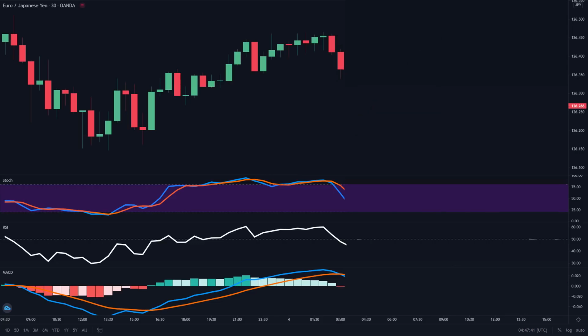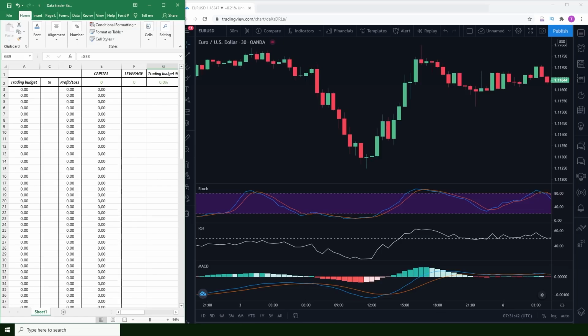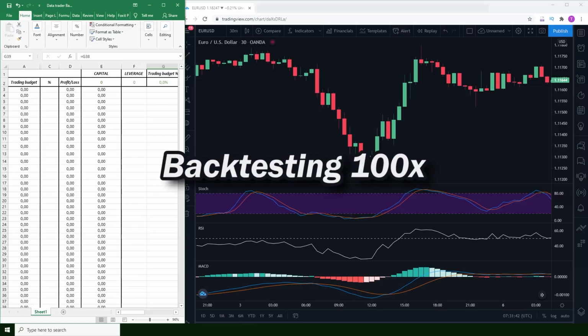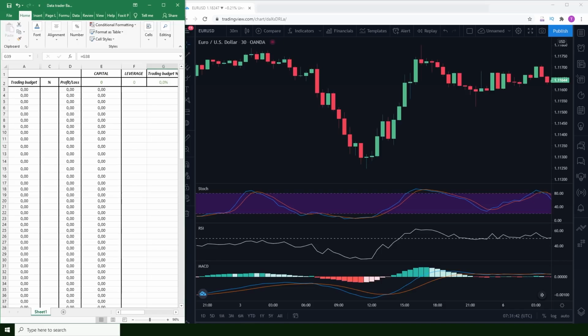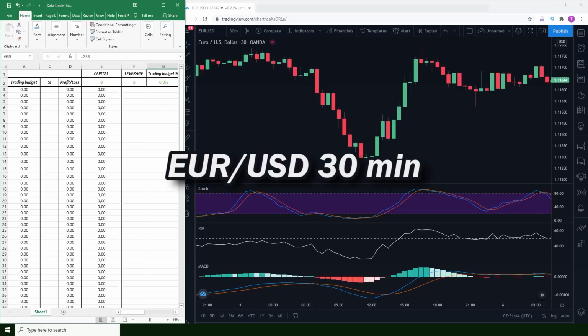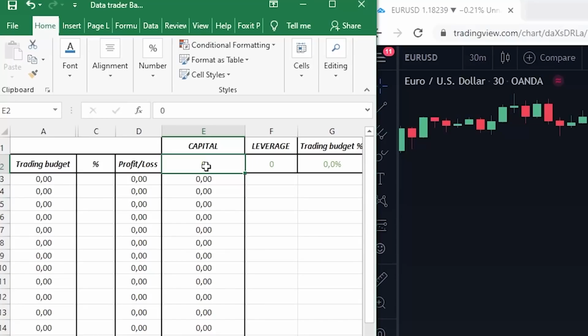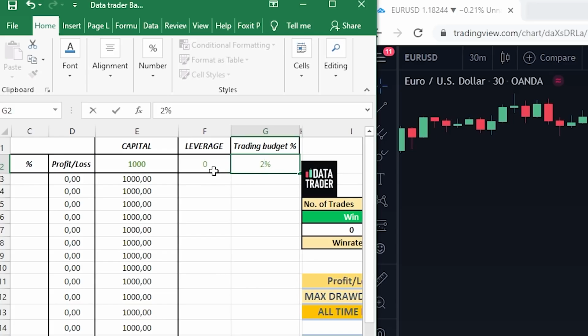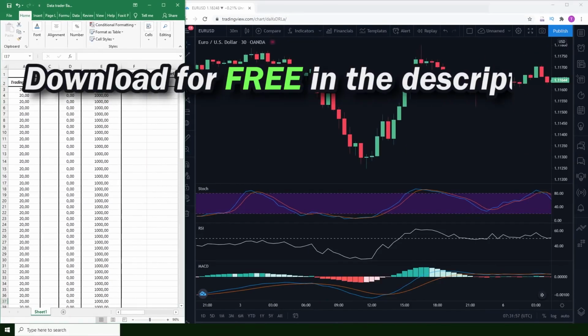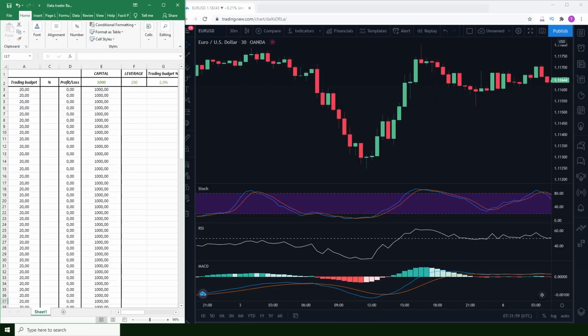So now, I'm going to prove that this strategy actually works by backtesting it 100 times. For this backtest, I'm going to use the EUR/USD 30-minute time frame with a starting capital of $1,000. And for our money management, we are risking 2% of total capital per trade, and for each trade, we are using 200 times leverage. By the way, you can download this backtesting tool for free in the description below. So without further ado, let's start backtesting.